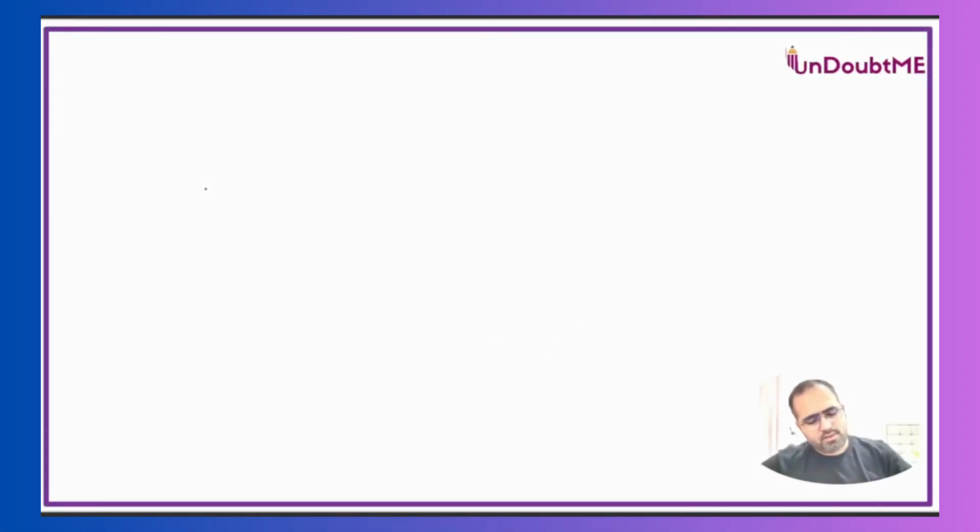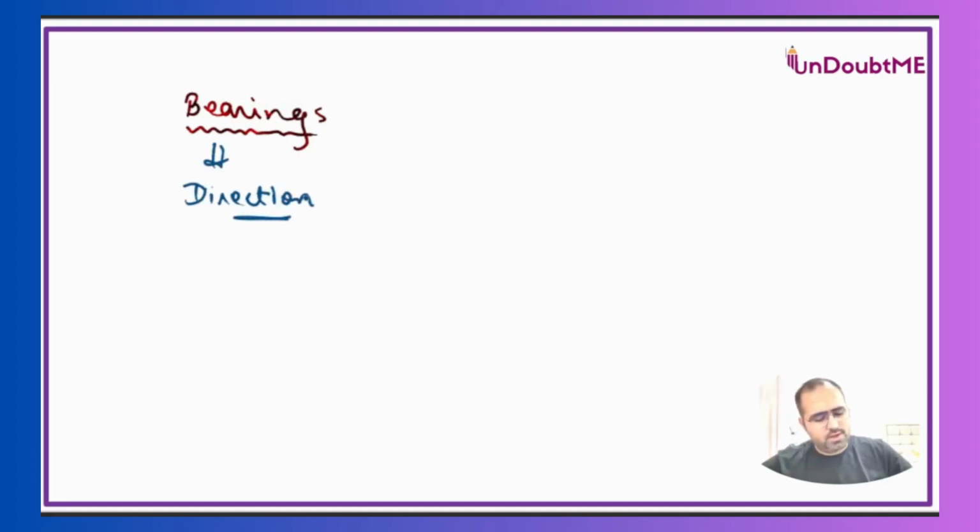So what are bearings? Bearings are mostly used to detect the direction. So I can say that bearing is somehow connected with vectors. This is also one of our topics this year. So it is somehow connected with vectors.